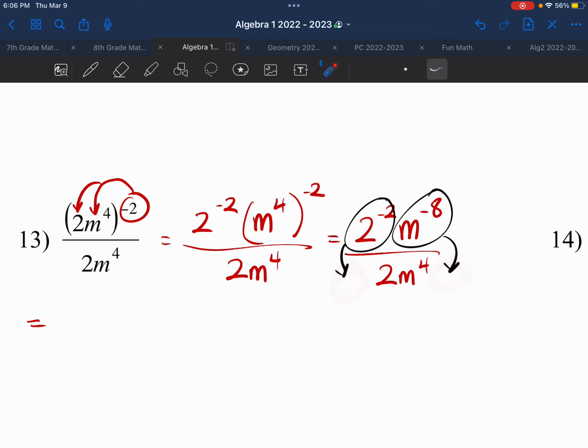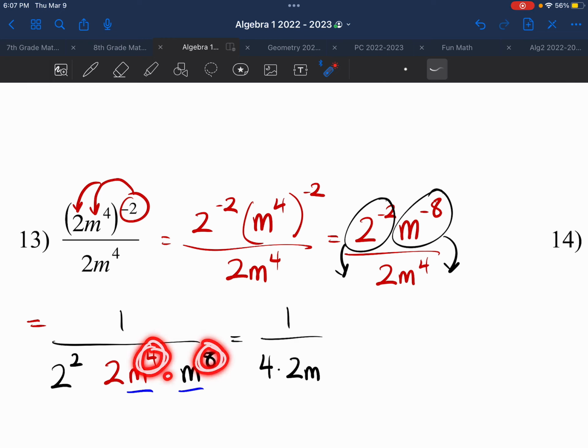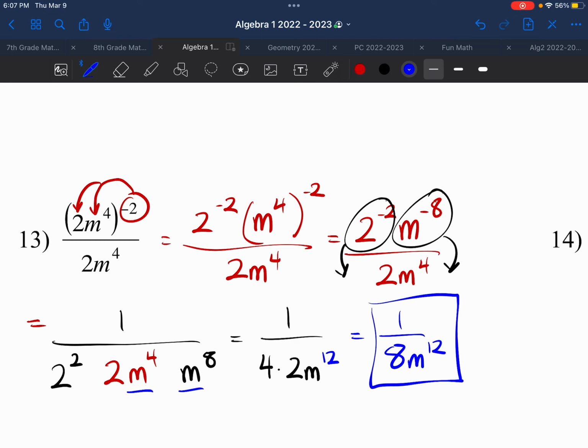In the denominator, I originally had a 2m to the power of 4, but now I also have a 2 to the power of now positive 2 instead of -2, and an m not to the -8, but positive 8. And now I'm ready to simplify this a little bit more. It's still going to be a 1 in the numerator. 2 squared is 4 times 2m to the power of... Okay, we'll check this out. I have an m and an m. If they're the same base, I add their exponents due to the multiplication. So 4 plus 8 is going to be 12. And notice I'm multiplying 4 times 2, which I, again, can simplify to 8. So this is going to be 1 over 8m to the power of 12. Final answer, and box it.